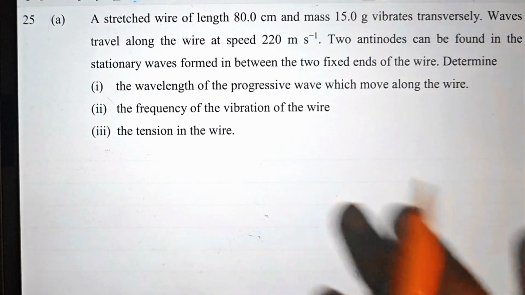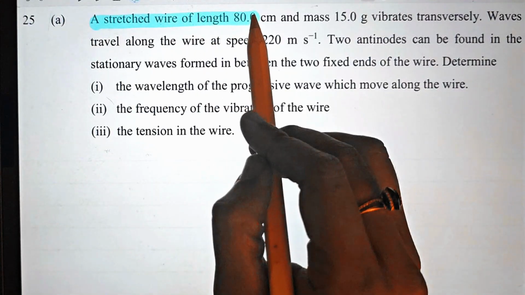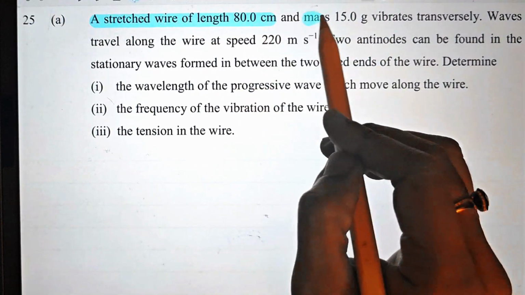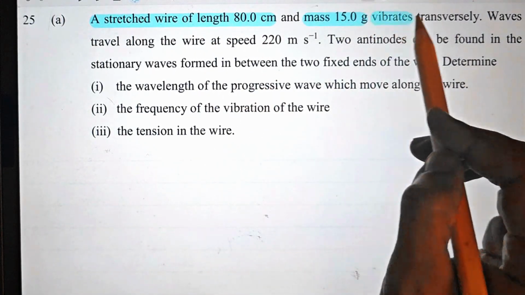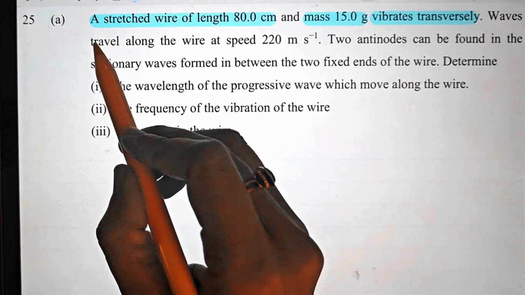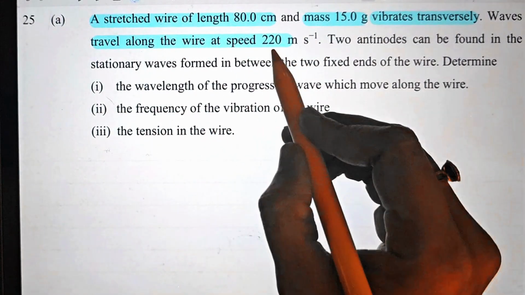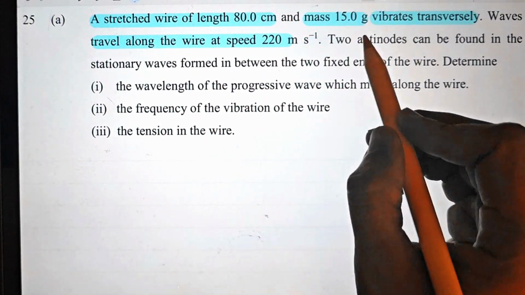Now let's go to question number 25A. A stretched wire of 80 centimeters and a mass of 15 grams vibrates transversely. Okay, we have a stretched string, no problem. Waves travel along the wire, so this is definitely a transverse wave. It's 2 to 0 meters per second.